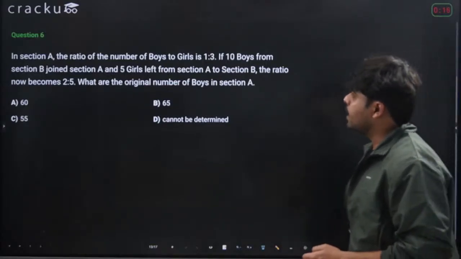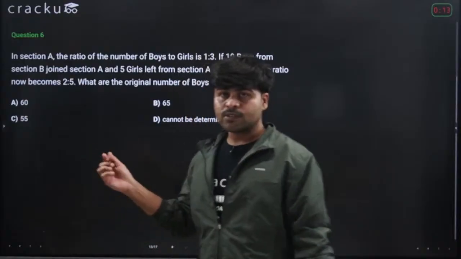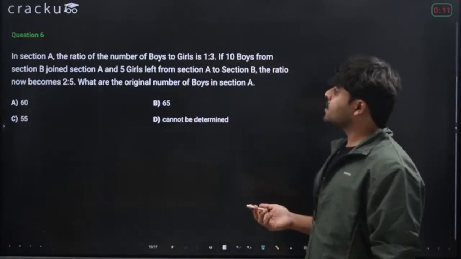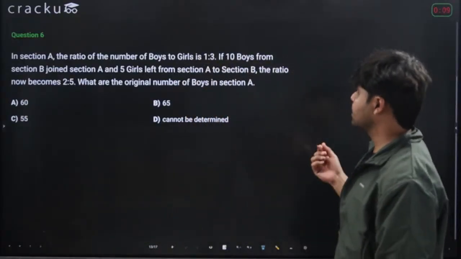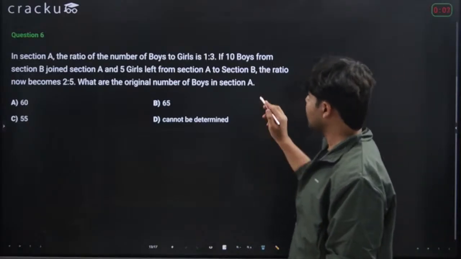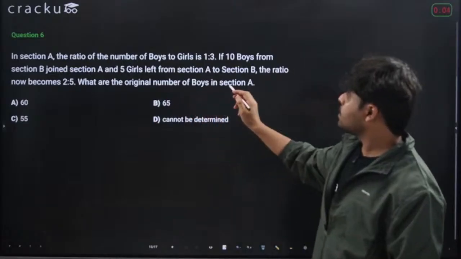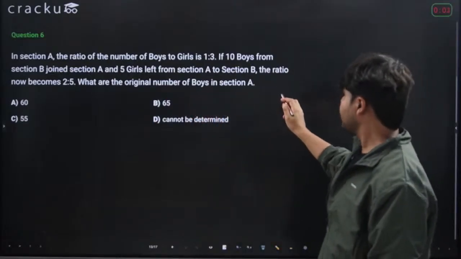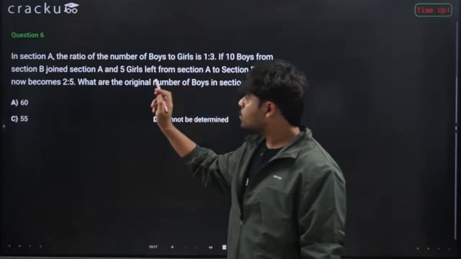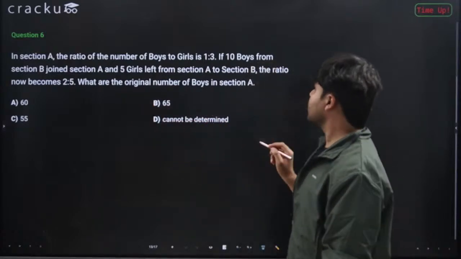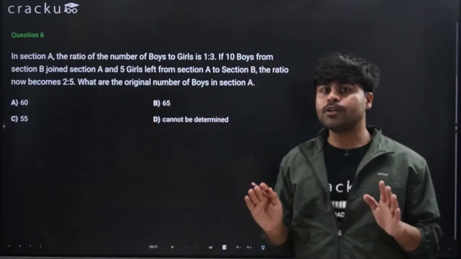Okay, so that's the time. Let's solve this question. In section A, the ratio of number of boys to girls is 1:3. If 10 boys from section B joined section A and 5 girls left from section A to section B, the ratio now becomes 2:5. What is the original number of boys in section A? That's what we need to find.